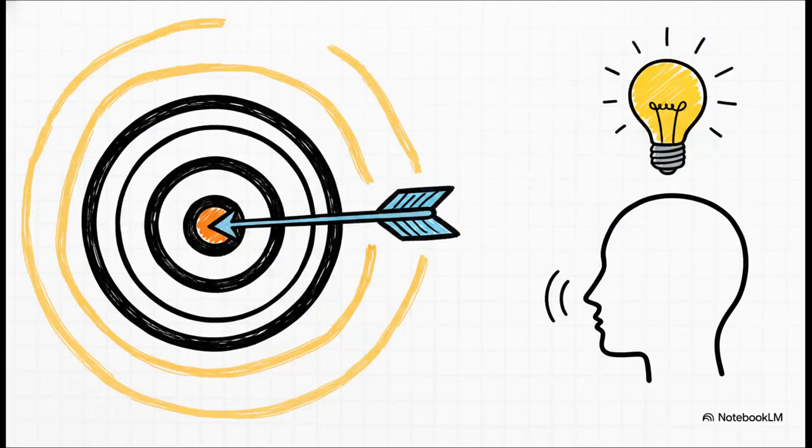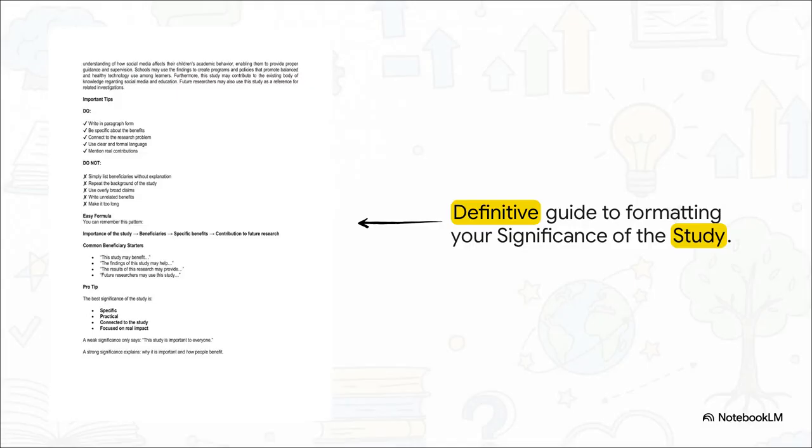So, to summarize our ultimate goal today, the best significance of the study is specific, it's intensely practical, it stays tightly connected to the actual study at hand, and above all, it's focused on real impact. You want your reader, or let's be real, the professor grading your paper, nodding along, completely convinced that your work matters. And just as a quick reminder, all these rules, that incredible 4-step formula, and those handy sentence starters are perfectly summarized in this source guide. It is an absolute must-have toolkit to keep open whenever you sit down to write.